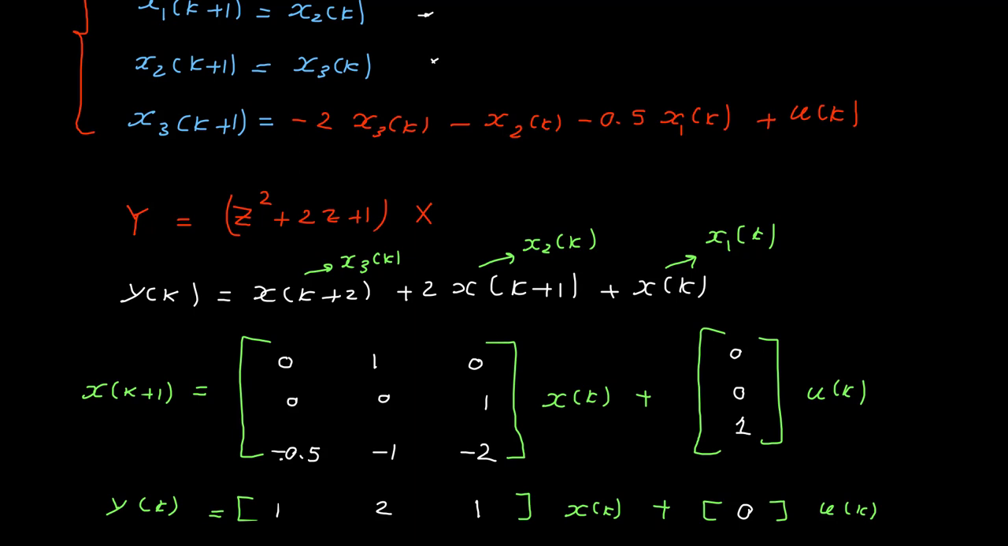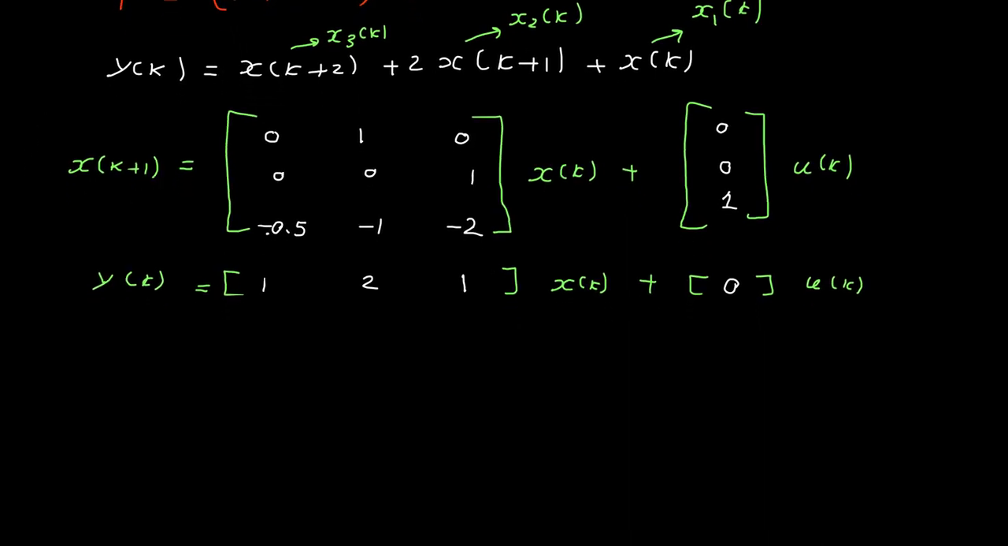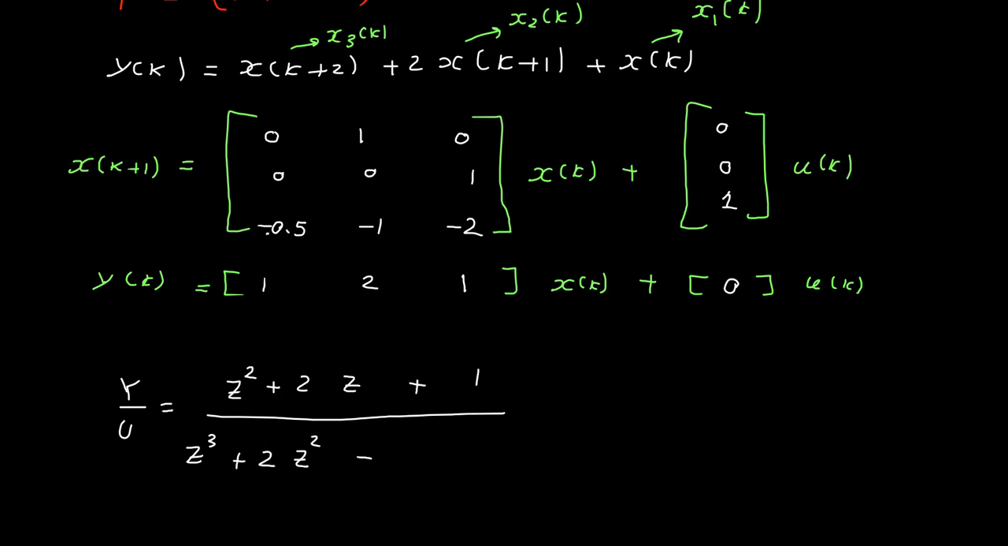Now, this is a very interesting and very useful representation, because if I recall the transfer function we started with, which is y over u, it was equal to z squared plus 2z plus 1 over z cubed plus 2z squared plus z plus 1 over 2.